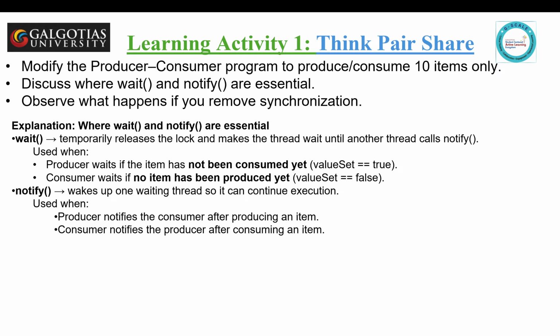Modify the producer-consumer program to produce and consume 10 items. Observe where wait and notify are essential. Also observe what happens when synchronization is removed from the program.